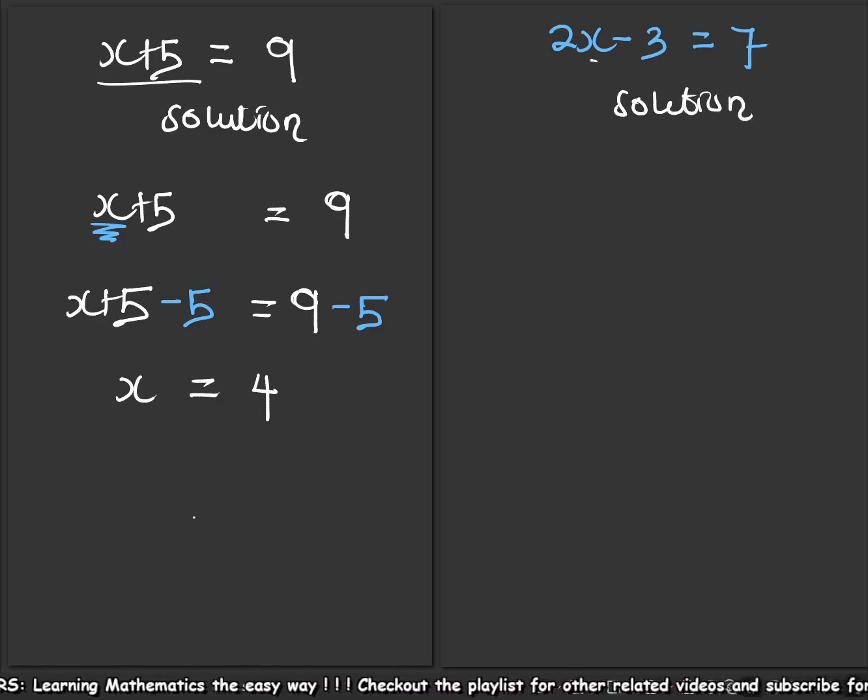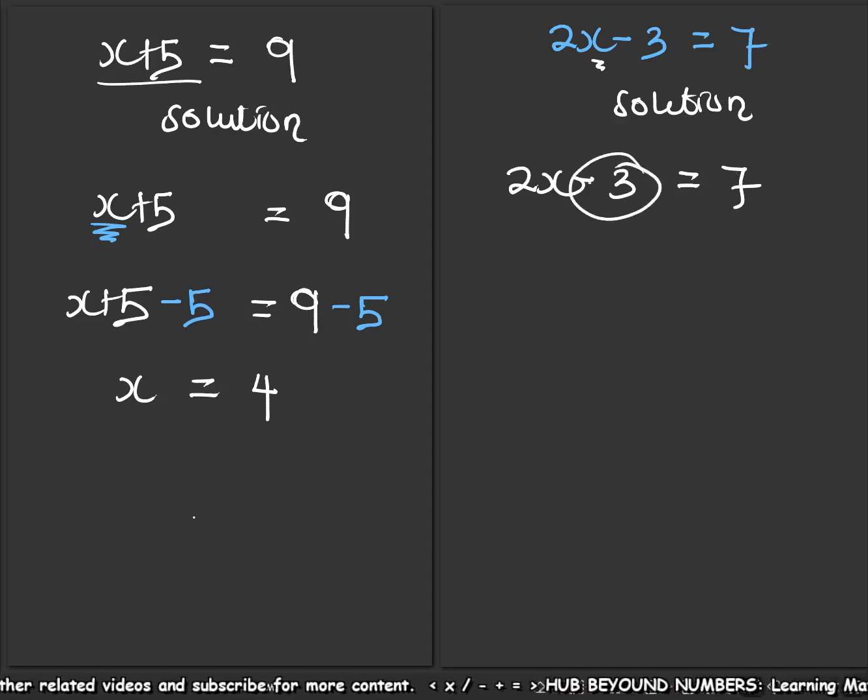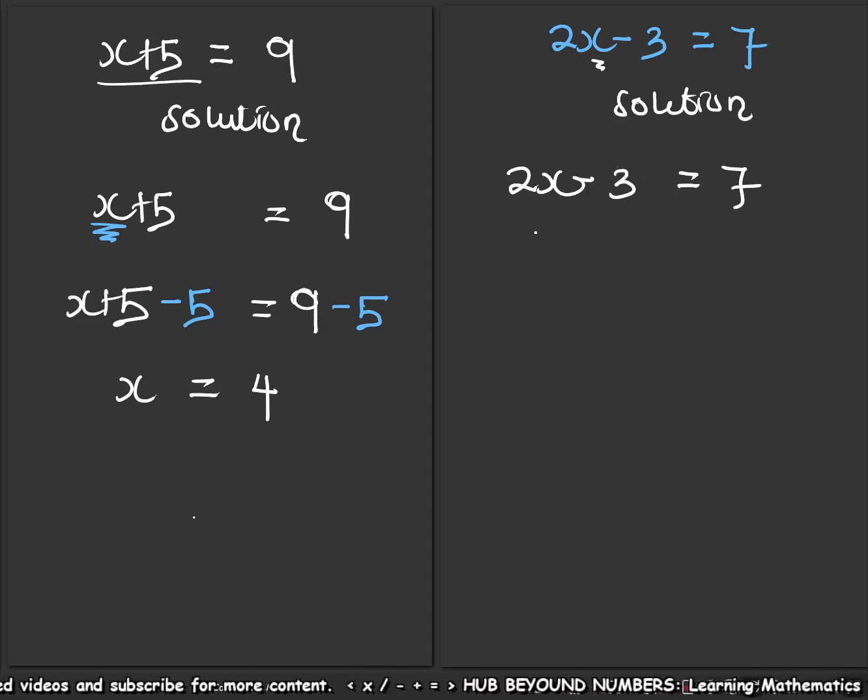You see, so this is where our variable is. We have 2x minus 3 is equal to 7. Now we look at any attachment of our variable that we can move away. The first one we can easily do is what? We can do away with the negative 3.